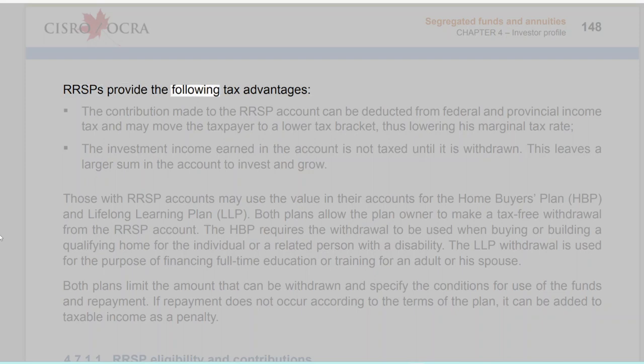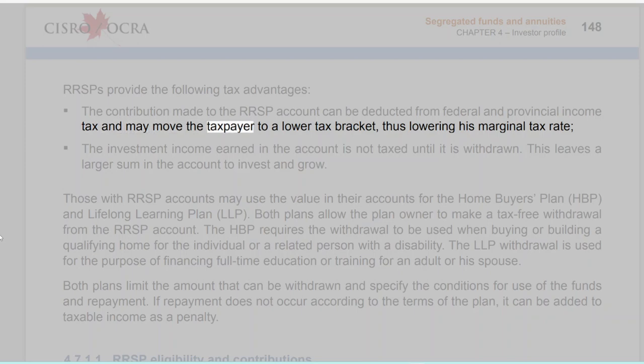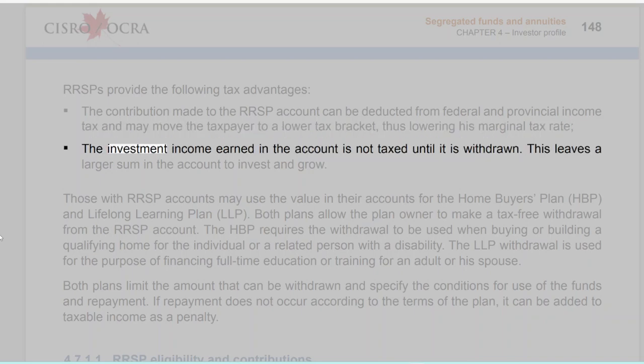RRSPs provide the following tax advantages. The contribution made to the RRSP account can be deducted from federal and provincial income tax and may move the taxpayer to a lower tax bracket, thus lowering his marginal tax rate. The investment income earned in the account is not taxed until it is withdrawn. This leaves a larger sum in the account to invest and grow.